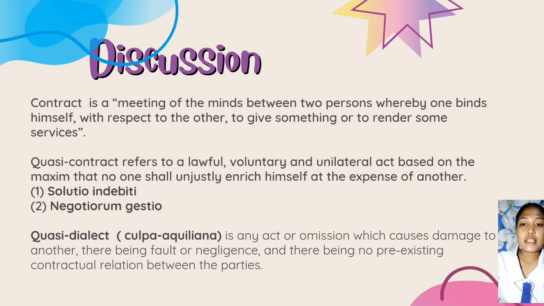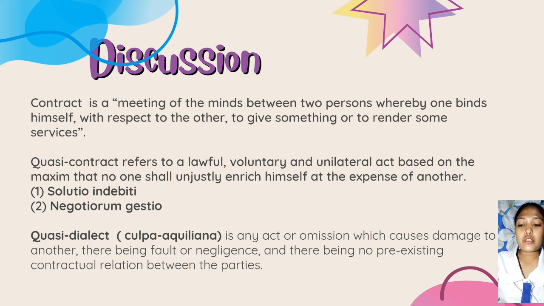A contract is a meeting of the minds between two persons whereby one binds himself, with respect to the other, to give something or to render some service. That is a contract. A quasi-contract refers to a lawful, voluntary, unilateral act based on the maxim that no one shall unjustly enrich himself at the expense of another.